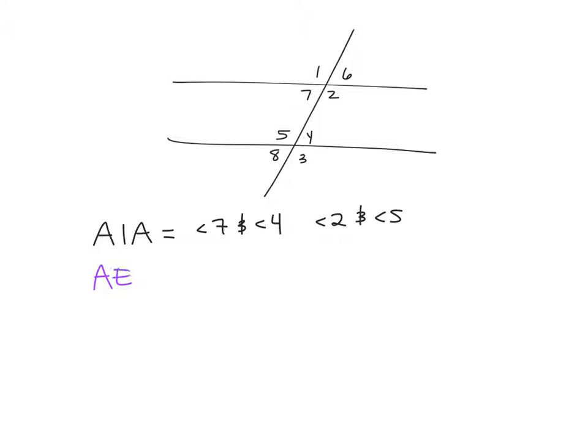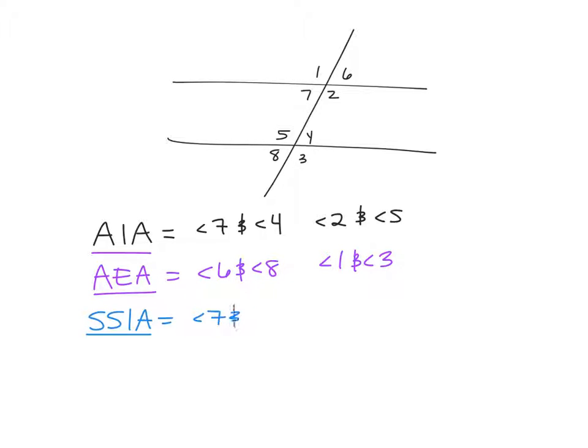How about alternate exterior angles? 6 and 8 and 1 and 3. Angle 6 and angle 8, angle 1 and angle 3. Okay. Do you see same side interior angles? So on the same side of the transversal, inside, angle 7 and angle 5. Which other one? 2 and 4.